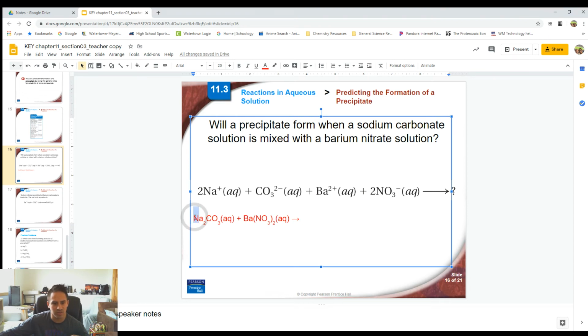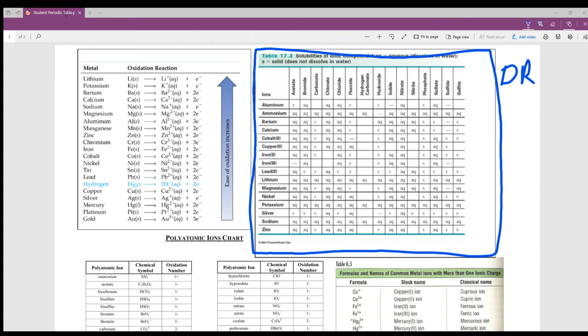So that means that the sodium is going to pair up with the nitrate, and the barium is going to pair up with the carbonate. So we're going to have NaNO3 as one product and BaCO3 as the other product. So we're going to go check on our solubility chart to see if one of these will be a solid. So let's go take a look. So we have sodium nitrate, barium carbonate. All right, so let's go see.